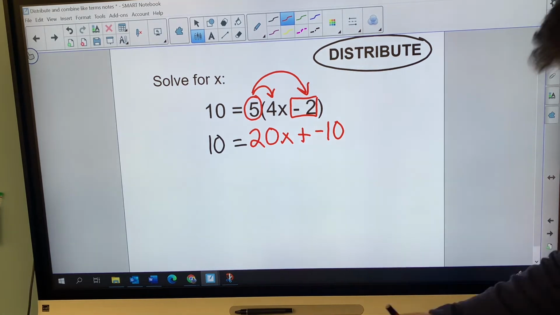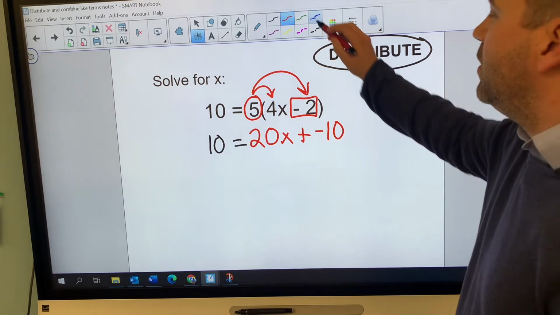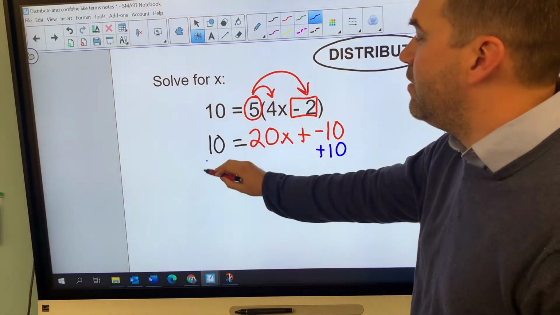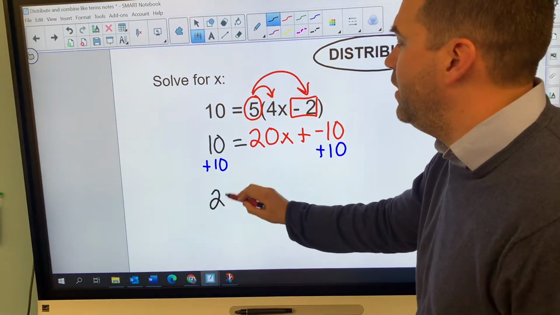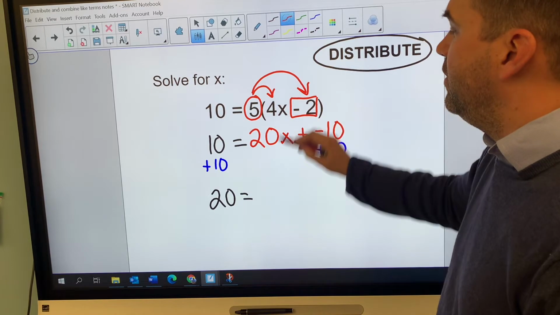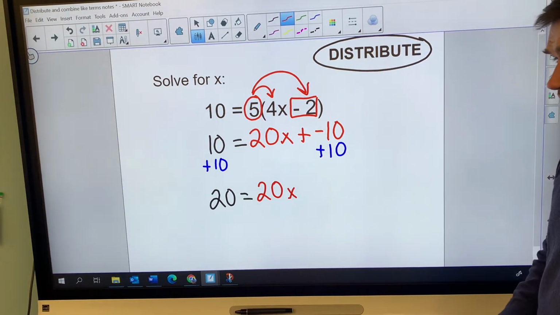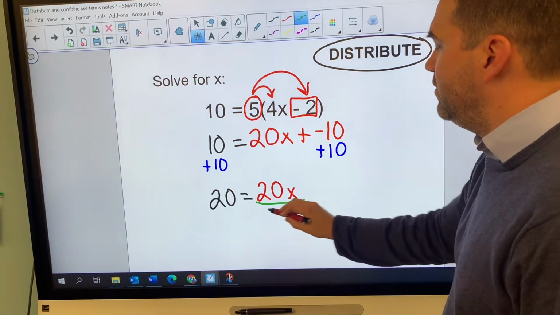Now we have a two-step equation. I'm going to clean up this two-step equation by adding 10, taking care of the constant first. 10 plus 10 is 20, and the only thing left on the right side is 20x. To get x by itself, I need to divide both sides by 20.